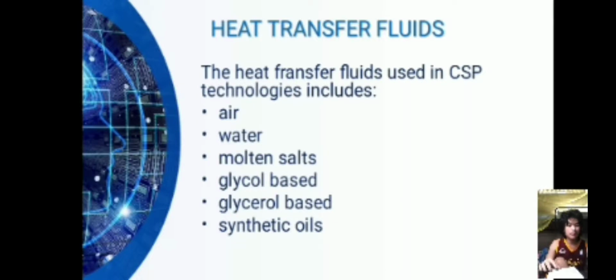So, heat transfer fluid. The heat transfer fluid used in CSP. So, air. So, pag air kasing ginamit, wala kang reserve dyan. So, molten salt, glycerol-based synthetic oils, yan yung madalas gamitin sa solar thermal power plant. So, depende na lang sa setup ng solar thermal power plant na gagawin nyo.